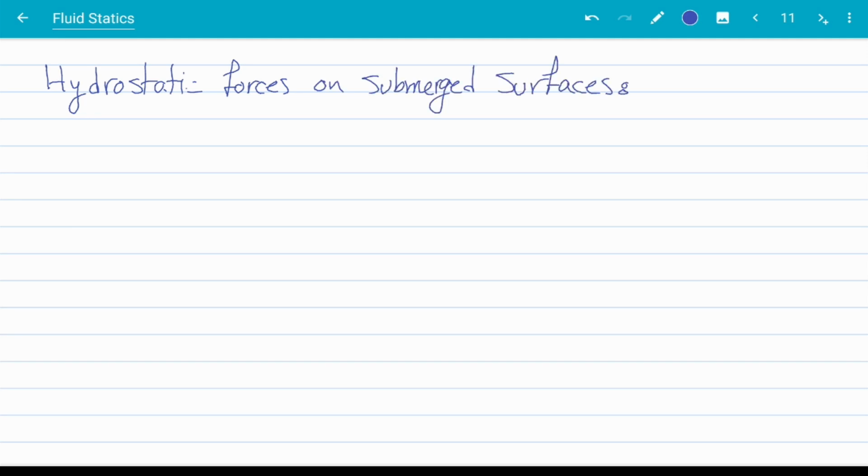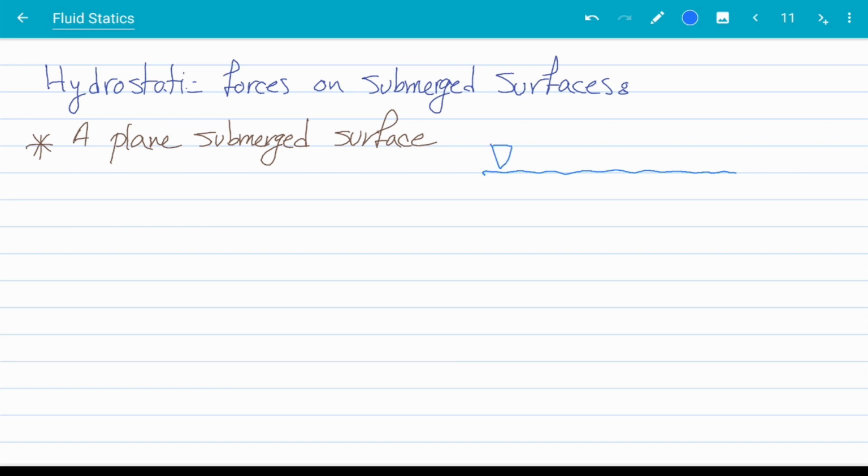All right, so let's start with analyzing the forces on a plane submerged surface, or a flat submerged surface. Let's say this is the liquid surface. For the sake of this example, let's say this is the water surface. In order to show the liquid or water or fluid surface, we usually use this triangle with three lines below. This shows that we are talking about the free surface of a liquid.